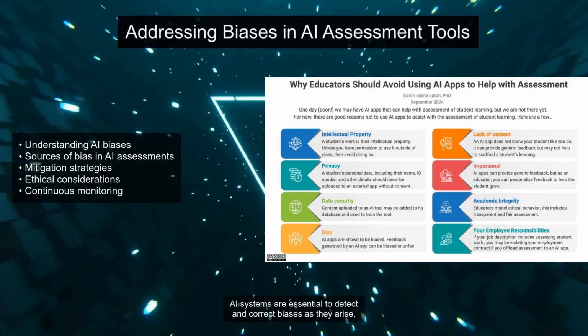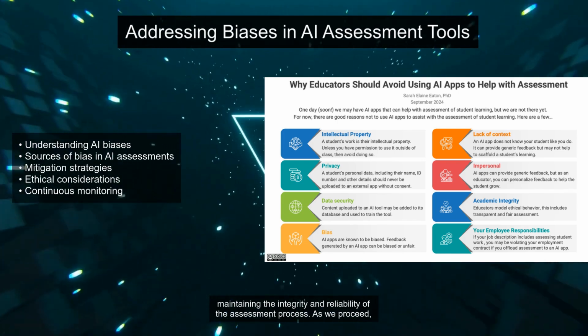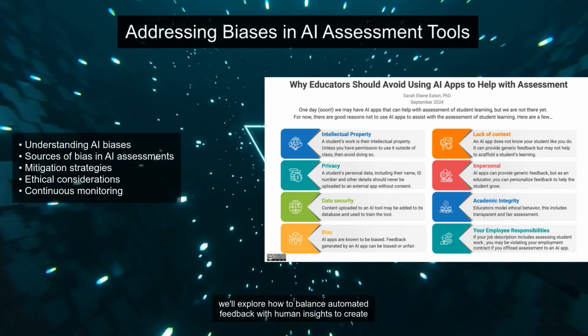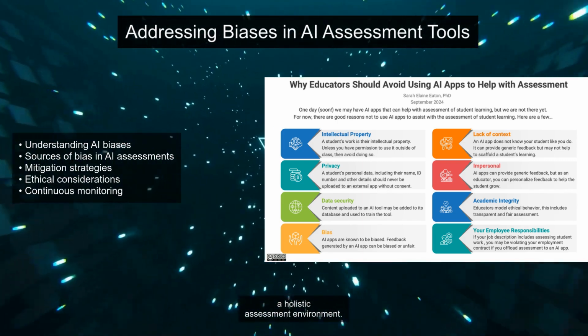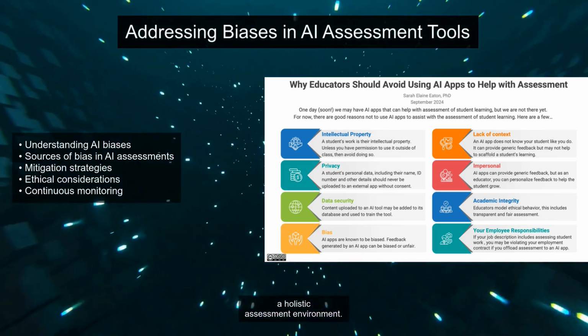Continuous monitoring and updating of AI systems are essential to detect and correct biases as they arise, maintaining the integrity and reliability of the assessment process. As we proceed, we'll explore how to balance automated feedback with human insights to create a holistic assessment environment.